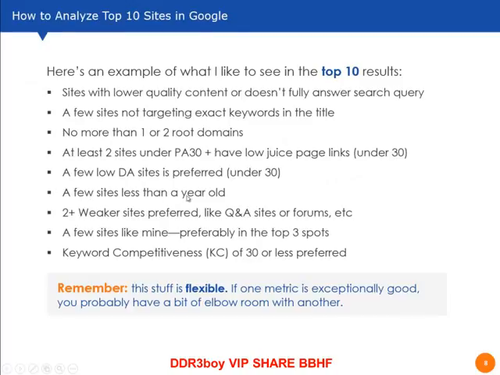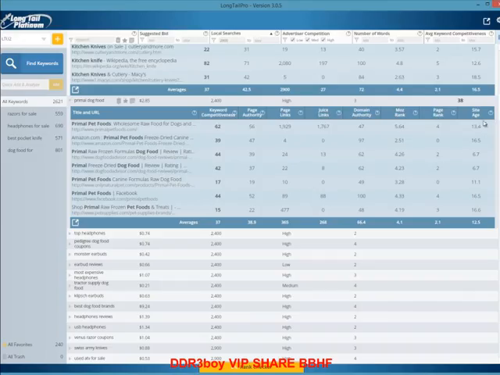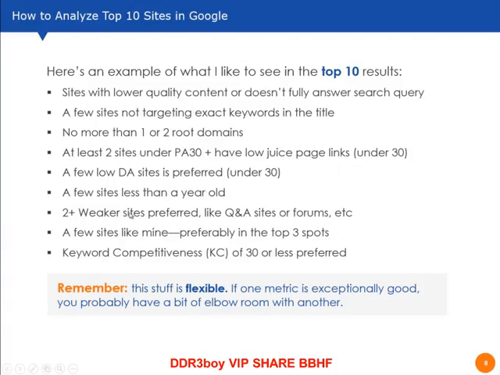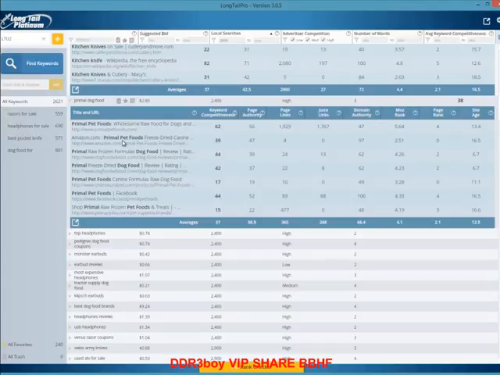A few sites less than a year old. I don't see a single site under a year old. That's a bad sign. 2 weaker sites preferred, like question and answer sites or forums. I don't believe that any of these are. There is a Facebook page here, which is kind of interesting, but it has a lot of juice links, high page authority. It's not your standard weaker type of site. I'm not seeing that.